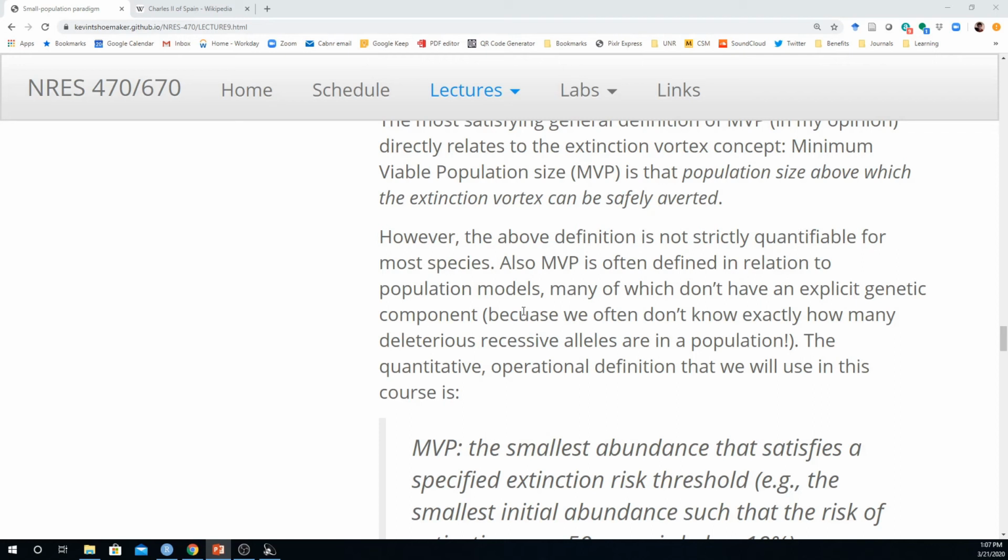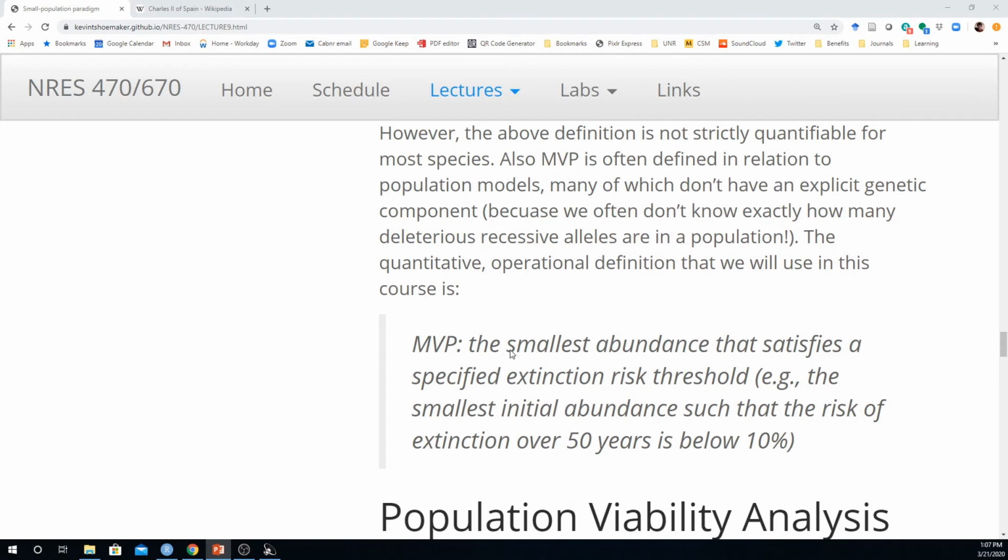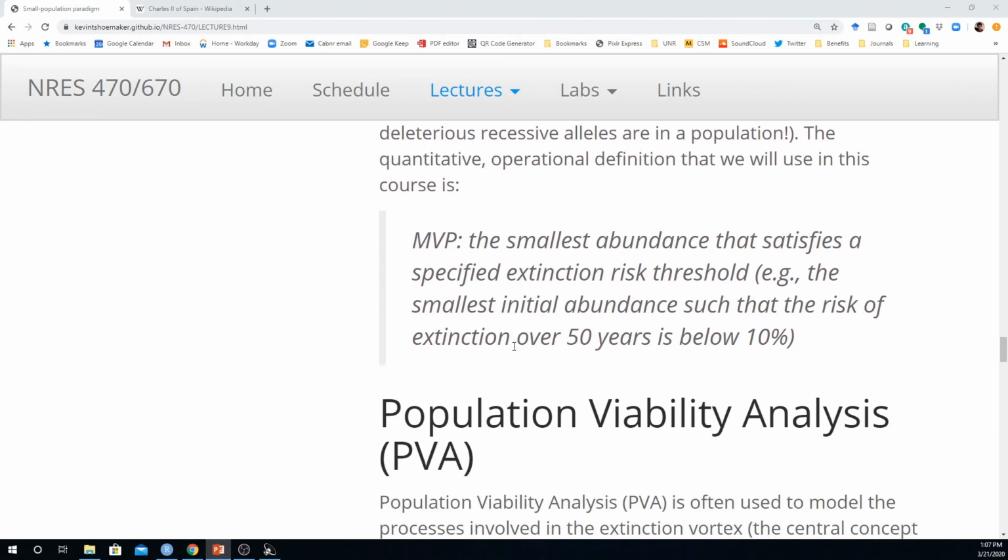And so oftentimes we use a more practical definition, and that's the definition we're going to use in this class, a working definition of MVP that we can relate directly to our stochastic population models. MVP, minimum viable population, is the smallest abundance that satisfies a specified extinction risk threshold. For example, the smallest initial abundance such that the risk of extinction over 50 years is below 10%. And we're going to work with this concept in lab this week.